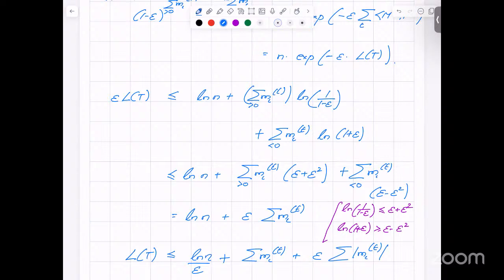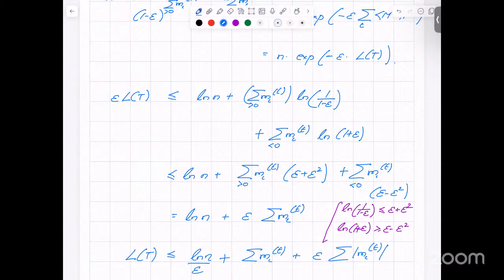ln 1 plus epsilon is also upper bounded by epsilon plus epsilon square, right? No, but here I want a lower bound, because the thing multiplying it is a negative quantity. I want a lower bound on it, and the lower bound is epsilon minus epsilon square. For the ln 1 by 1 minus epsilon, I want an upper bound, which is fine. For these, I want a lower bound, which is what this is.